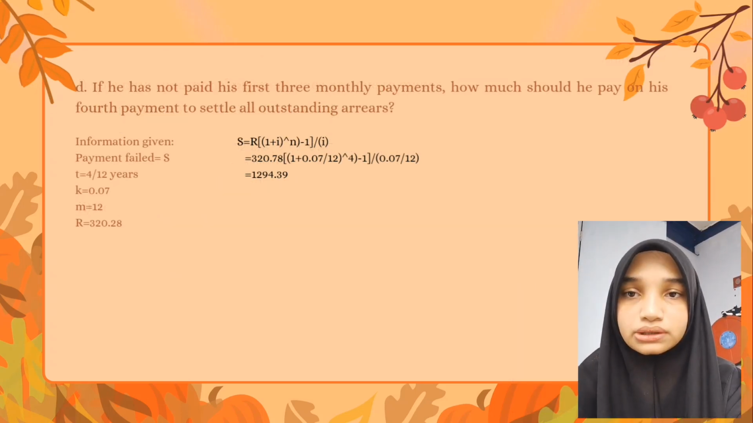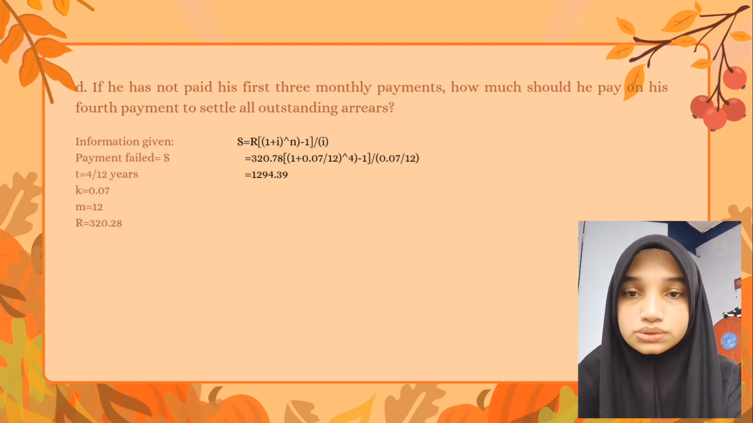Question D. If he has not paid his first 3 monthly payments, how much will he pay on his fourth payment to settle all outstanding arrears? Information given is payment fund equals S, T equals 4 over 12 years, K equals 0.07, M equals 12, R equals 320.78.